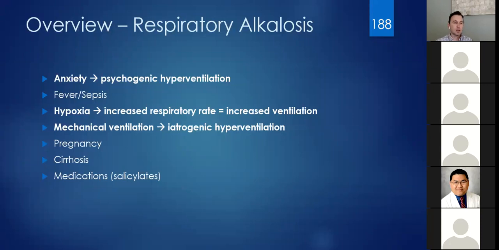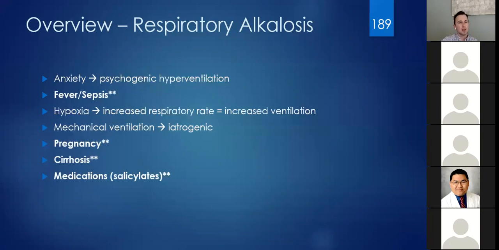If you're hypoxic, the hypoxia is going to stimulate an increased respiratory rate, which leads to increased ventilation. Of course, we have iatrogenic hyperventilation for our intubated patients as well. Now, some of these other conditions like fever and sepsis, pregnancy, cirrhosis, these all can cause respiratory alkaloses too, though the mechanisms are either really complex or kind of poorly understood.